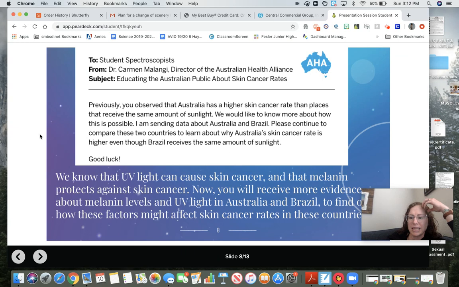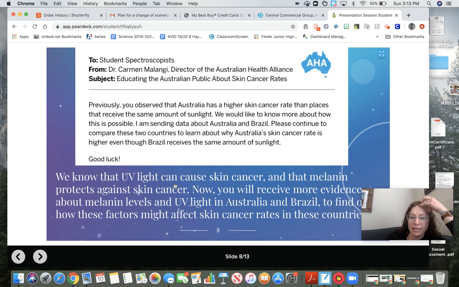Okay, I'll read this one. Previously, you observed that Australia had a higher skin cancer rate than places that receive the same amount of sunlight. We'd like to know more about how this is possible. I'm sending data about Australia and Brazil. Please continue to compare these 2 countries and learn about why Australia's skin cancer rate is higher, even though Brazil receives the same amount of sunlight. Good luck.